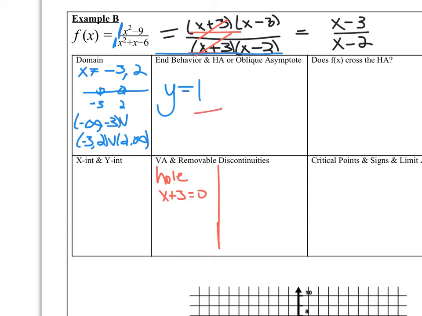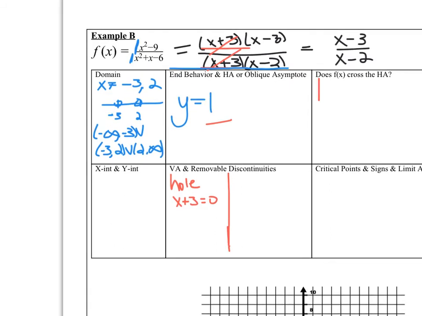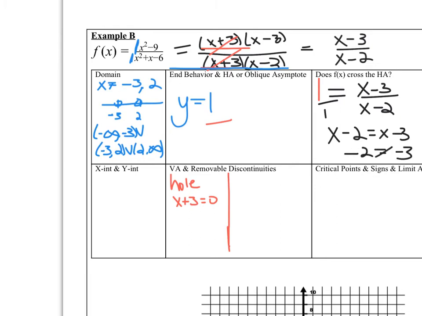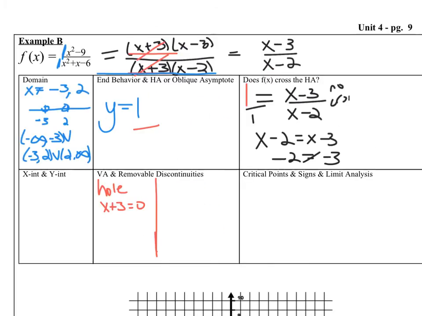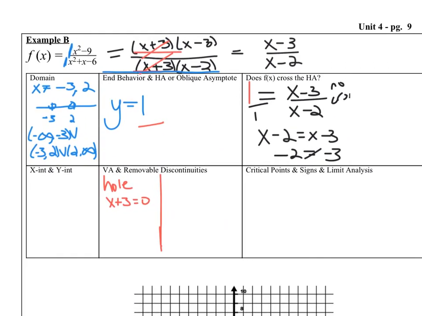Since I have a horizontal asymptote, I'm going to see if it crosses. So set your horizontal asymptote equal to your function. I'm going to use that reduced function. Cross multiply. So x minus 2 equals x minus 3. Well, those x's will cancel. I get negative 2 equals negative 3, which is not true. So this is not going to cross. Whoop, moving around today. No crossing.